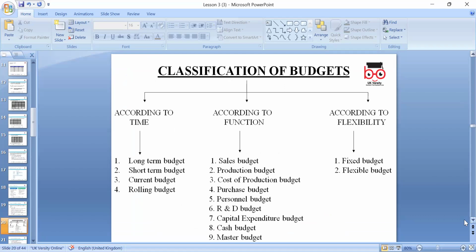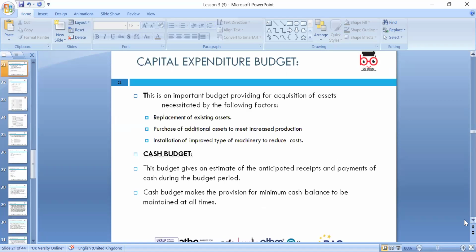Any budget you want to make, the first thing is the sale forecast. If you're expecting sales will go up, you need more production, you need more purchase, you need more personnel, you need more capital, machinery, plant. So you can look around the budget. According to the flexibility, it can be fixed budget or flex budget. So these are different techniques.